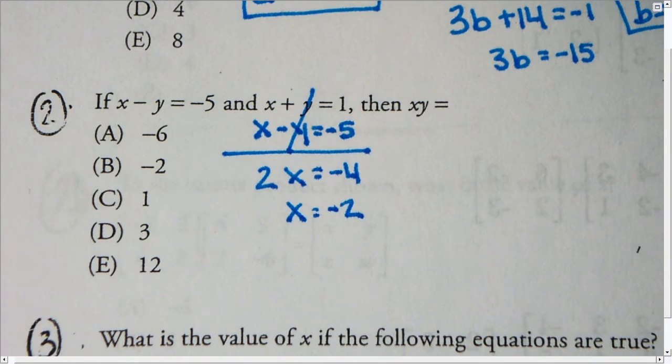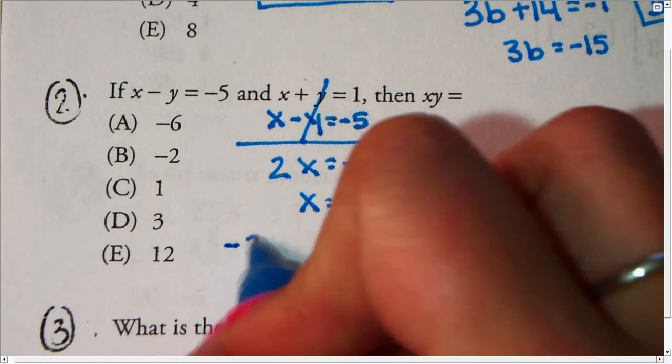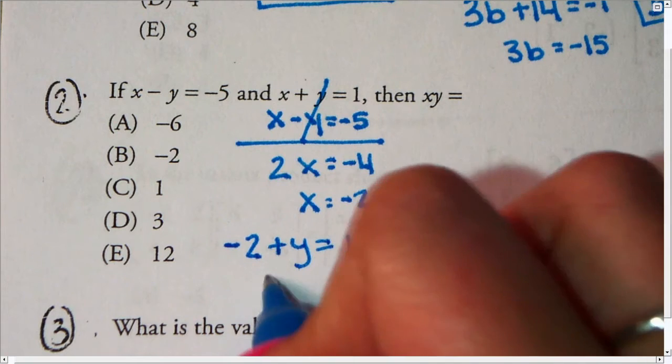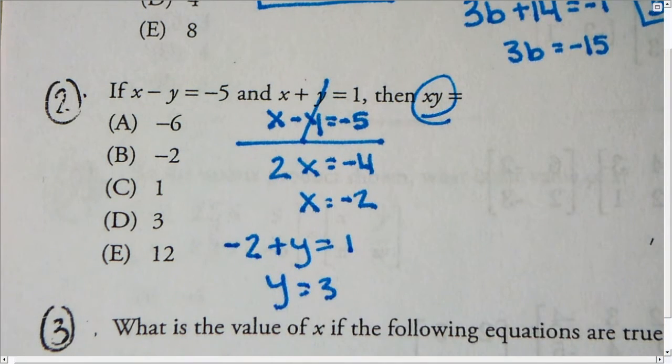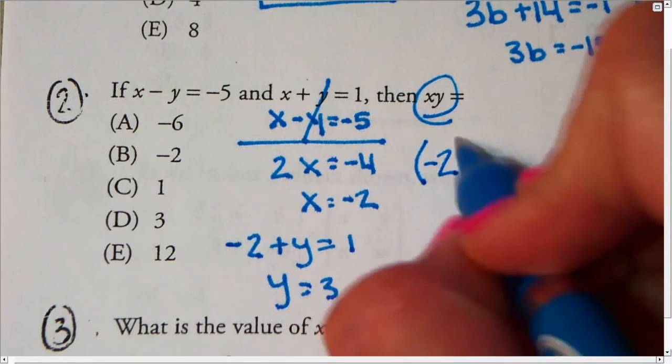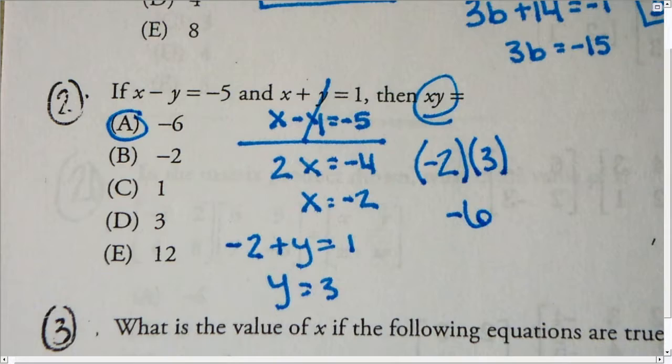Then I want to solve for y. So I'm going to plug it into this first equation because I want to use when y is positive to make it a little easier. So negative 2 plus y equals 1, so y is 3. Our answer is x times y, so I'm going to have negative 2 times positive 3 for negative 6. Again, option A.